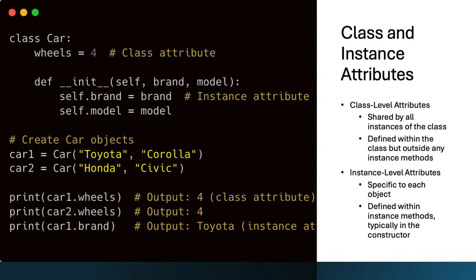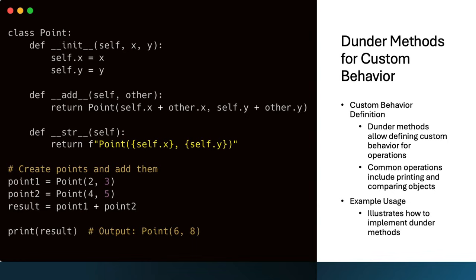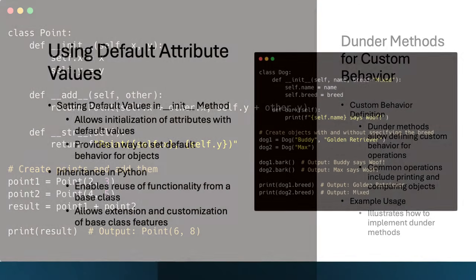Attributes can be class level, shared by all instances, or instance level, specific to each object. Class level attributes are defined within the class, while instance level attributes are defined within instance methods. Dunder methods enable custom behavior for operations like printing or comparing objects. They allow you to define how these operations should work for your objects. An example is provided to illustrate their usage.